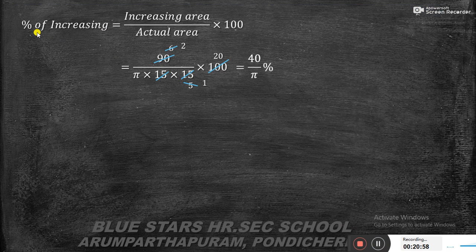So next we calculate the percentage of increase. Percentage of increase is the increase in area by the actual area, into 100. So we calculate the increase in area, 90, by the actual area, which is pi r square. We know that the r value is 15 into 15. So that cancels, and our answer is into 100. Our answer is 40 by pi percent. This is the percentage of increase.